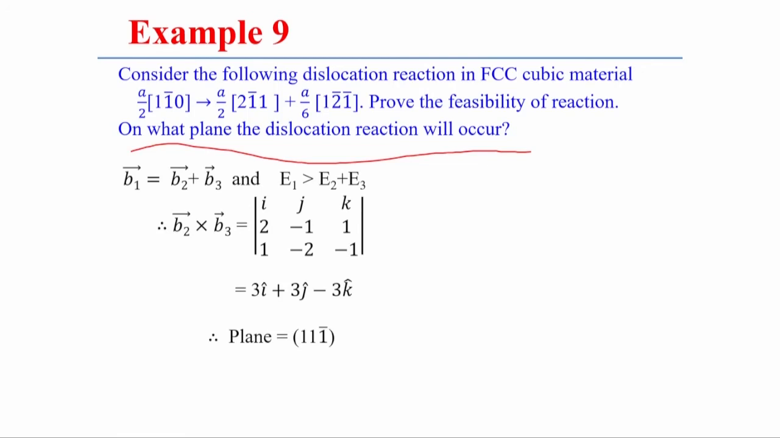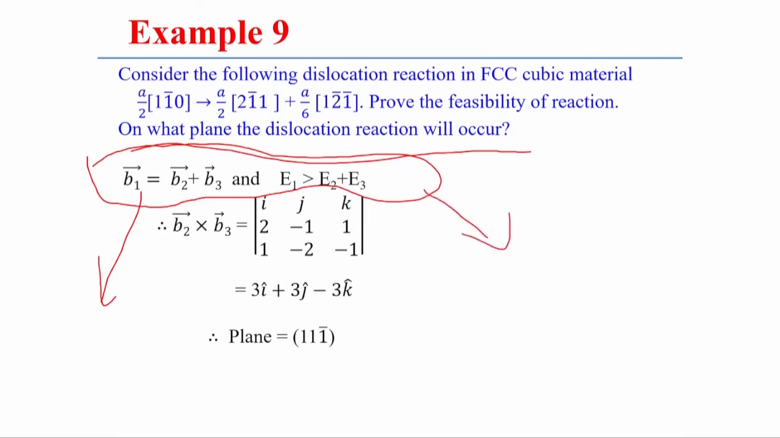We have already discussed how to prove the feasibility of the reactions. First we check whether it satisfies the vector sum rule or not. That means, on the left hand side and right hand side, the total x, y, z components of the vectors are satisfied or not. Second, we check the energy level, whether during the reaction the energy level decreases or not. If both are satisfied, then we can say the reaction is feasible. Now the second part, on what plane the dislocation reaction will occur.